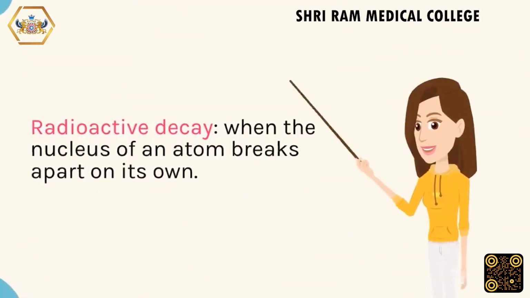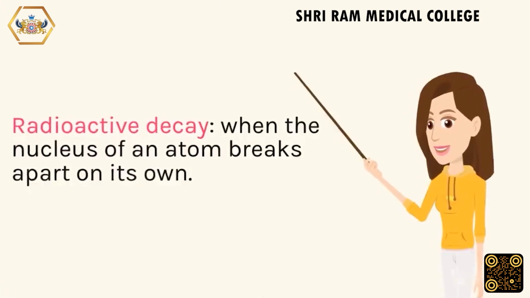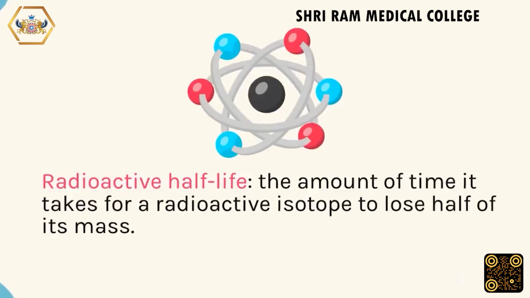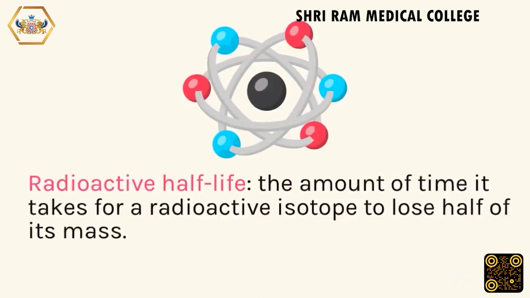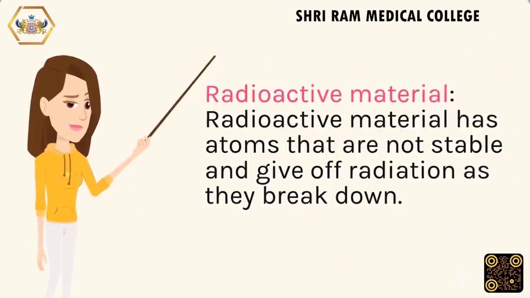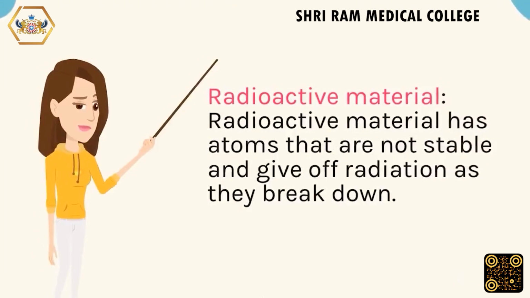Radioactive decay, when the nucleus of an atom breaks apart on its own. Radioactive half-life, the amount of time it takes for a radioactive isotope to lose half of its mass. Radioactive material has atoms that are not stable and give off radiation as they break down.